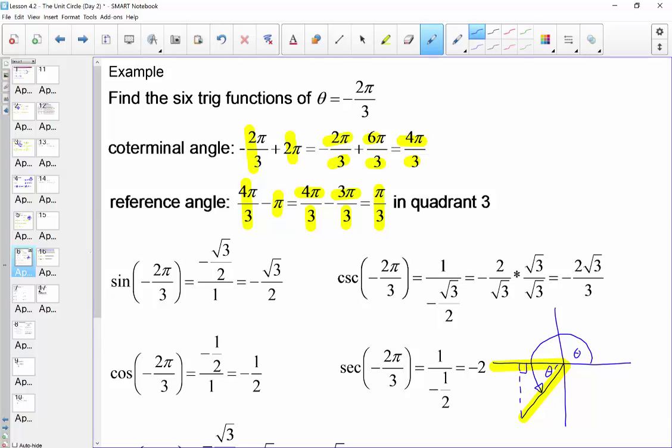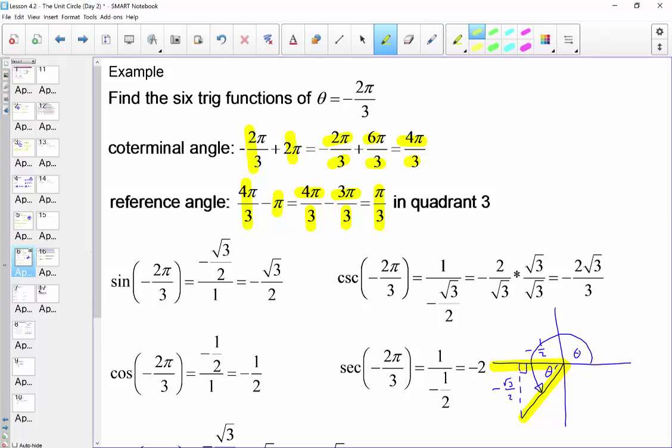And since our reference angle is pi over 3, or 60 degrees, we know that the opposite side of 60 degrees is the square root of 3 over 2. And because we're in quadrant 3, it's negative. The adjacent side of pi over 3 is 1/2. Again, because we're working in quadrant 3, it's negative, because the x-coordinate is negative in quadrant 3. Now we can go ahead and find our 6 trigonometric functions.